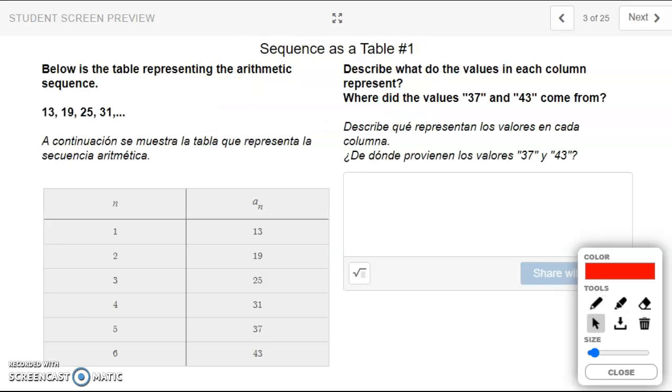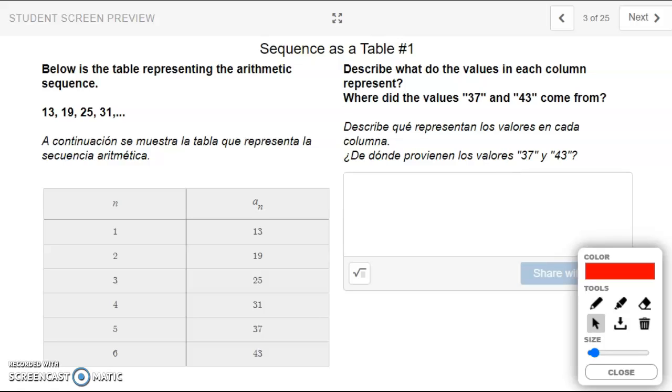Okay, the third card. The below is the table representing an arithmetic sequence 13, 19, 25, and 31. Okay, when n is the term number, when n is 1, that means we're talking about the first term, the value of the first term is 13. For the second term, when n is 2, the value of the second term is 19, and 25 and 31, and so on. Describe what the values in each column represent. Where did the values 37 and 43 come from?